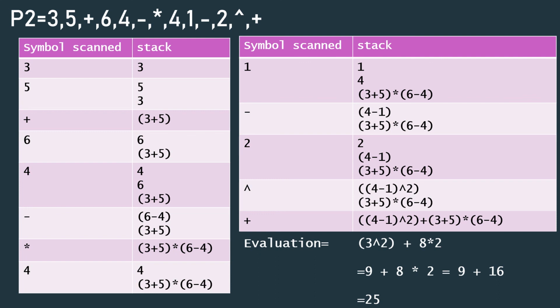Now next 4 has come. 4 will be pushed into the stack and 1 will also be pushed inside the stack. Now the minus operator has come. The minus operator will be placed within the top two elements, that is 4 and 1, and that will be placed on the top of the stack. Now 2 has come. 2 will be pushed into the stack. Now the exponentiation operation will be done between the top two elements, that is 4 minus 1 to the power 2, and that will be pushed into the stack.